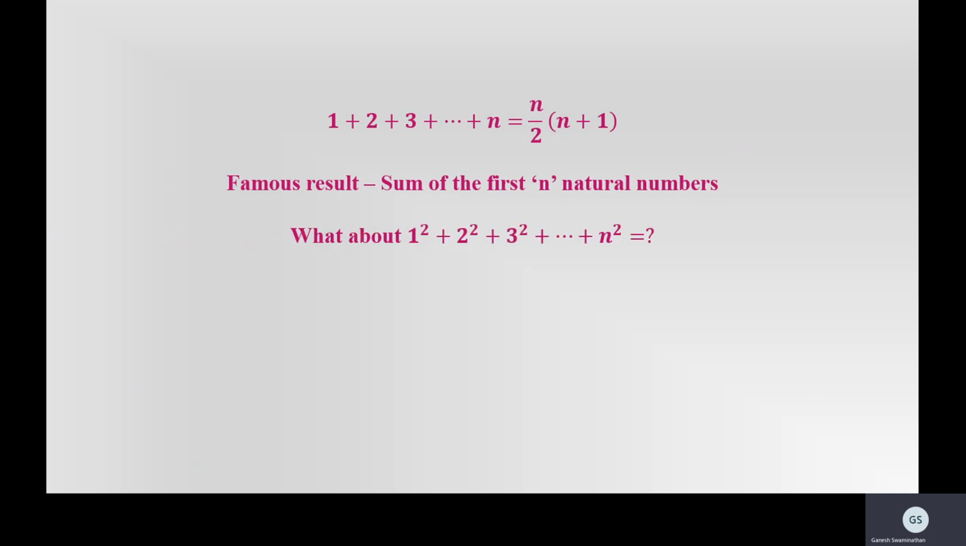And what will happen if you square each of the terms in the sequence and then add them together? Think about it. Just take some small values for n, let's say 5 or 6, and then try to see if you get a pattern. What about if you cube them? Well, that sounds more interesting. And you can keep on repeating this process. You can take it to the power 4 and so on and so forth.